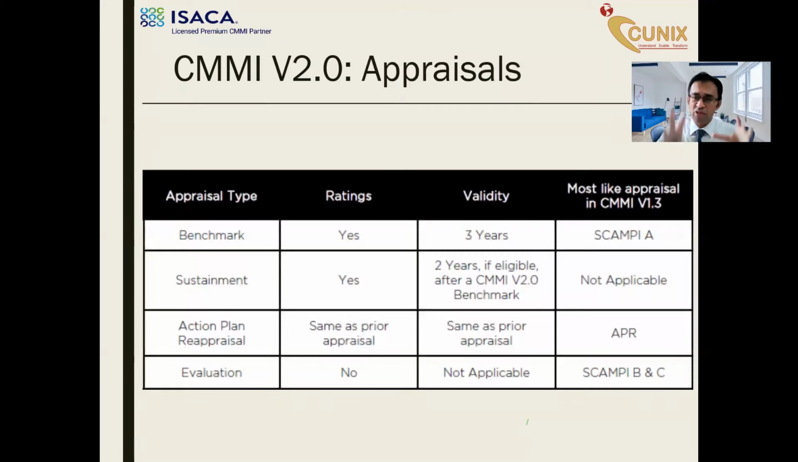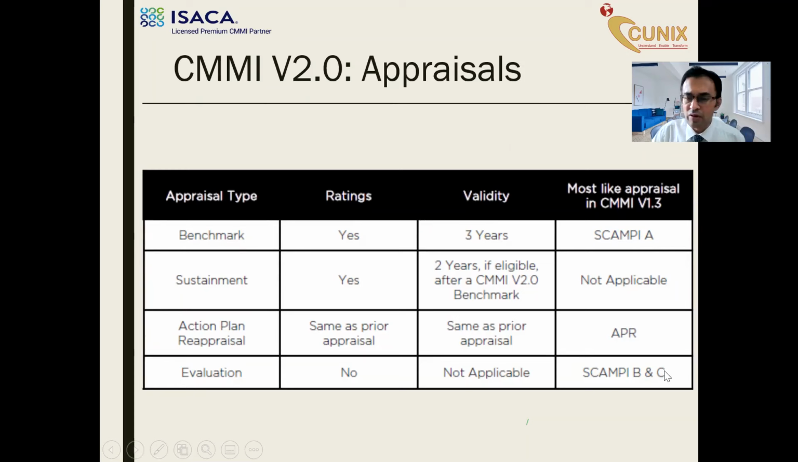Talking about the appraisals, let's come to the appraisal perspective. As I said, this appraisal is now called a benchmark appraisal. Validity remains 3 years. The earlier SCAMPI A also had a validity of 3 years, but it's just called benchmark.